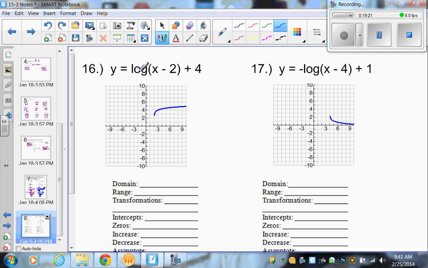We have log of x minus 2 plus 4. Again, you can type it in your calculator exactly like you see it, and your graph should look something like this. Our domain, the x values do not go below 2, so this is going to be x is greater than 2. Your range is going to be all real numbers. Transformations, it looked like it got shifted to the right 2 and up 4.